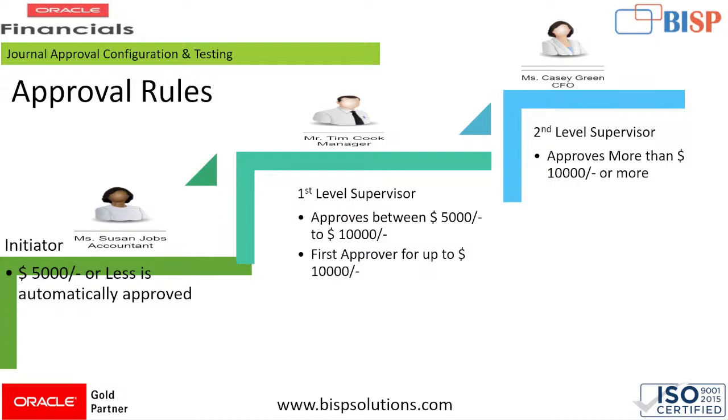So the first approval base will be 10,000, and if any journal is above that, say more than 10,000 or 12,000 or 30,000 or 50,000, any journal line amount, it will go for 2 levels of approvals. The first level will be Tim Cook approving, and then it will go to KC Green for approval. So if it is more than 10,000, it will go to the second supervisor. We will use the supervisory rule, right? So that is the rule we will define in the BPM work list.